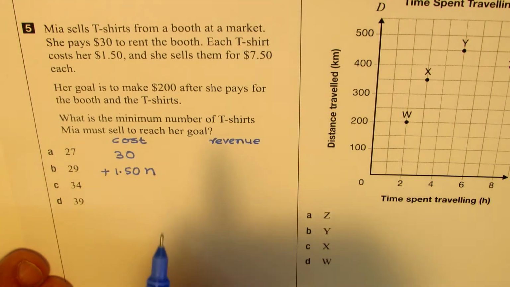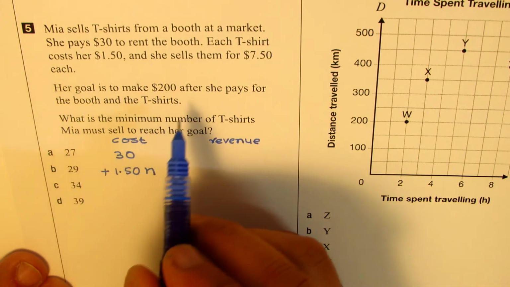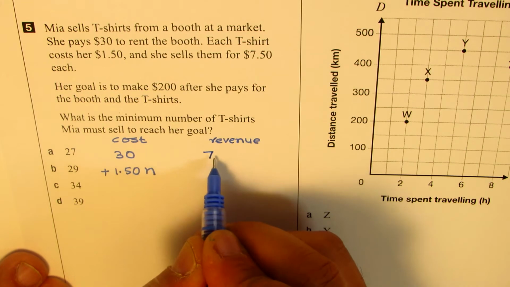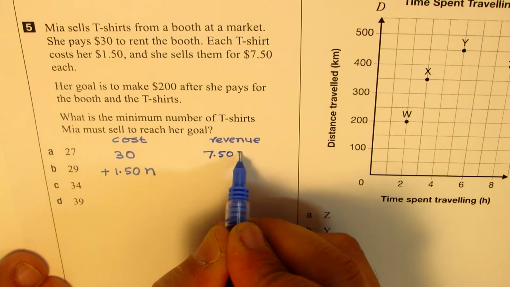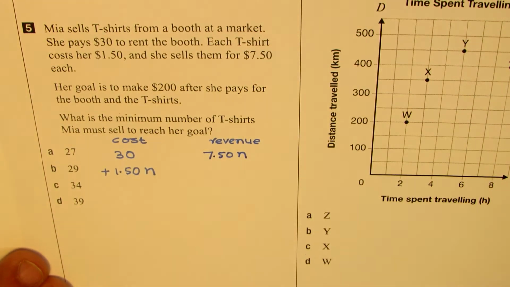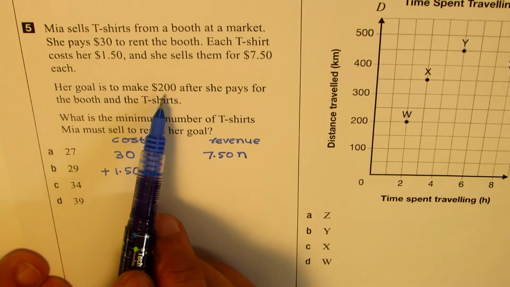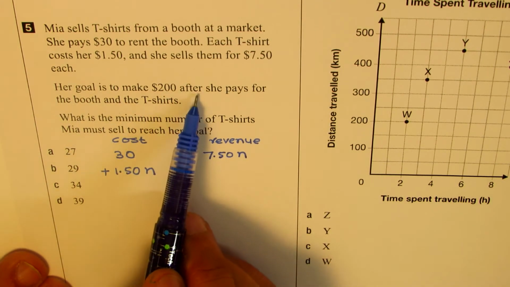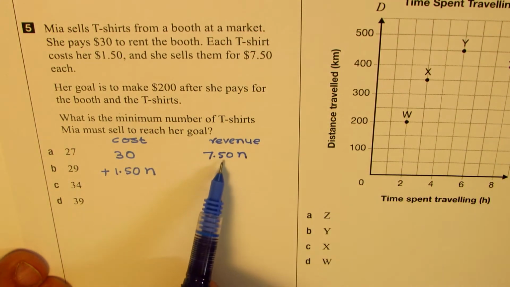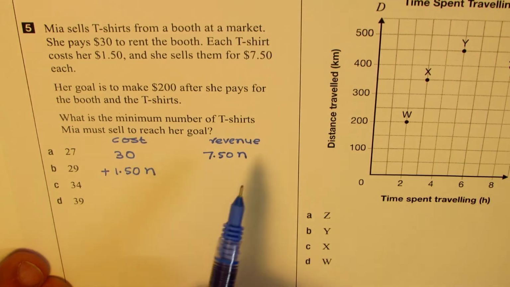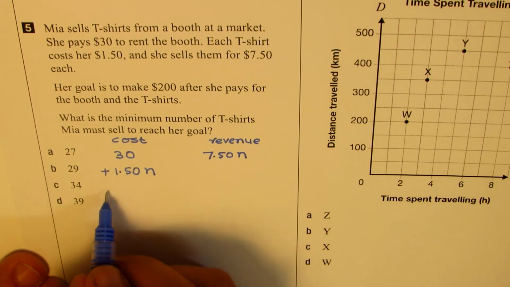The revenue here is $7.50 for each shirt, right? So we get $7.50 times N. That is the money received. Now her goal is to make a profit of 200 after she sells. So this take away that should be 200. So that is how you get your equation.